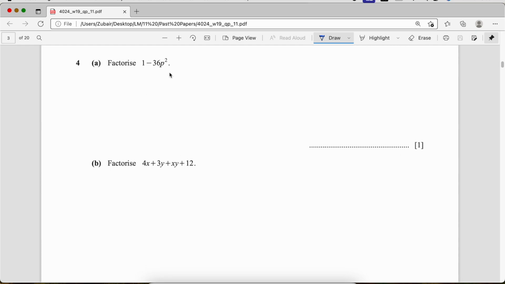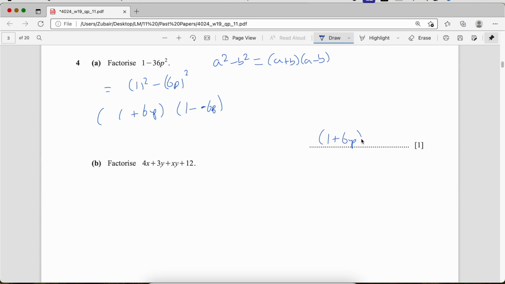Factorize 1 minus 36p square. No middle term breaking, no 3 terms, no taking out common. So we go for a square minus b square equals a plus b into a minus b. So that's 1 square minus 6p whole square, so a plus b into a minus b. And make a habit of writing the answer in the answer space.